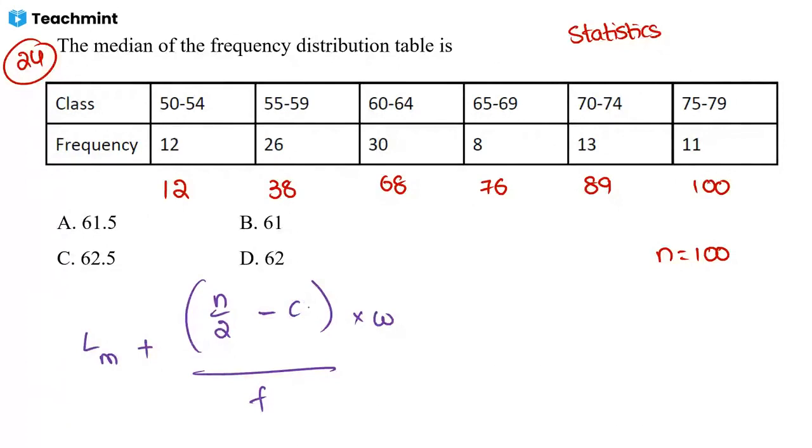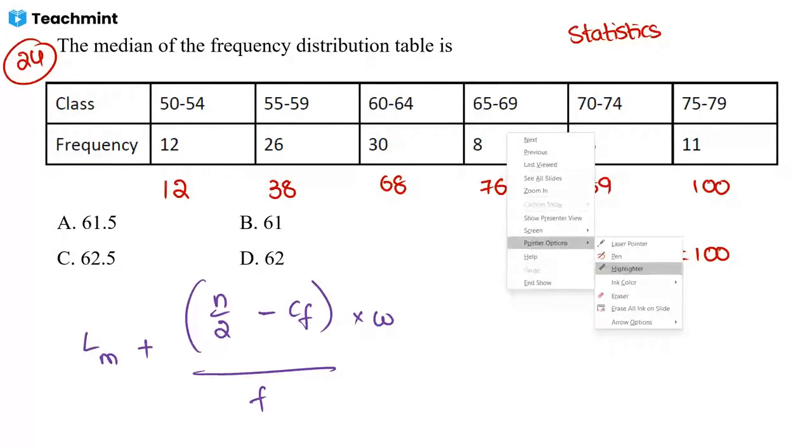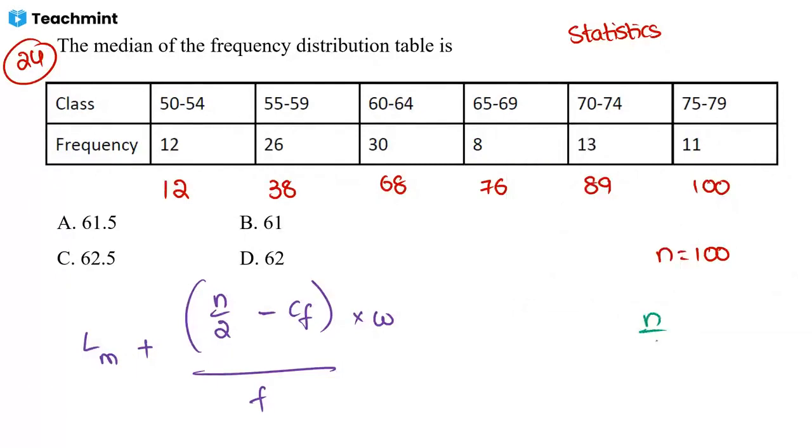First we decide the median class. How to decide the median class, we also discussed, right? For the N by 2 value, we have to find the closest least cumulative frequency greater than or equal to that. The least cumulative frequency greater than 50 is this one. So we'll decide this is the median class.